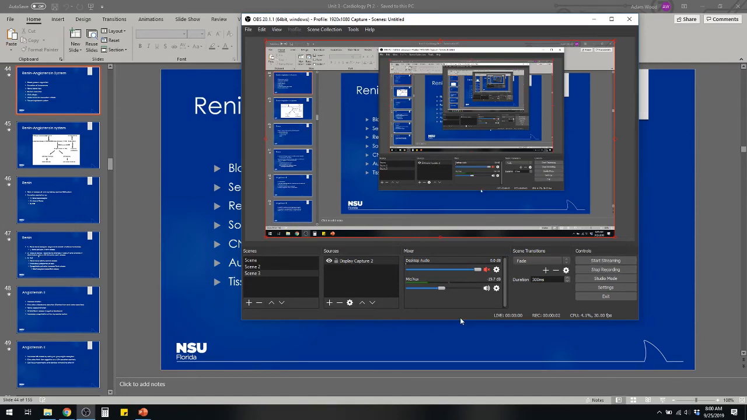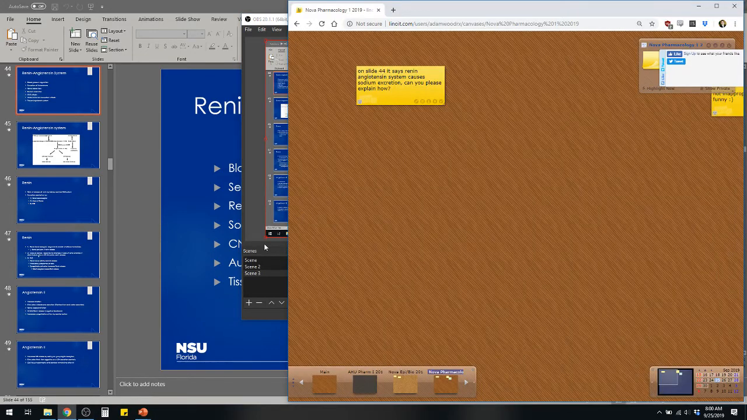Okay, so any questions from yesterday? I did have one person with a question on the board. They were asking about slide 44, where it says the renin-angiotensin system causes sodium excretion. Can you please explain how?